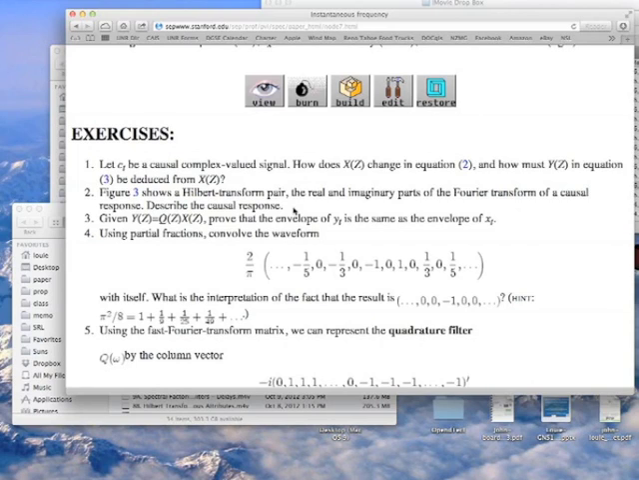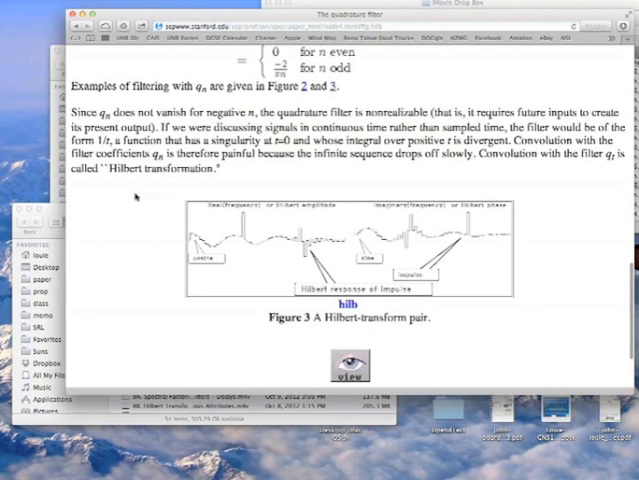Right. So this is a question of seeing a Hilbert transform, or seeing a Fourier transform, and trying to figure out what the original looks like. Okay, so let's look at Figure 3. Okay.